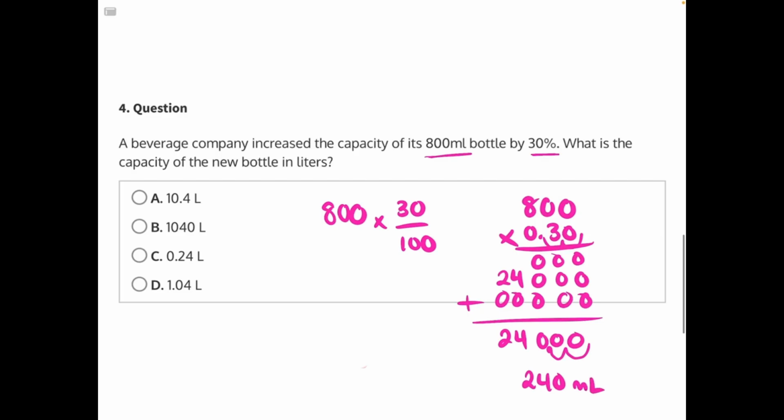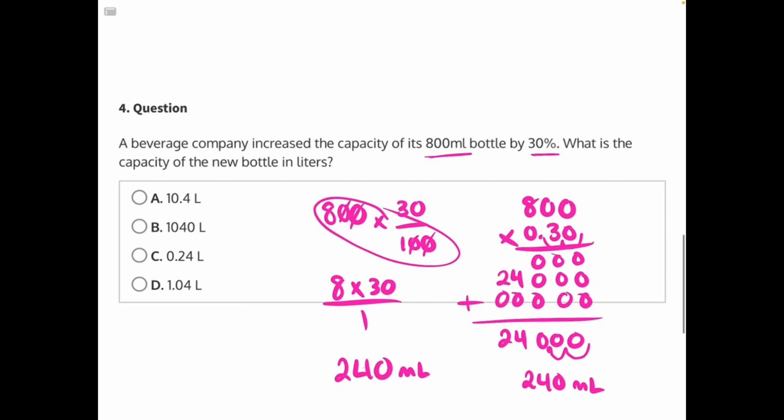For the fraction version, we could factor out the common factor, the greatest common factor, which is 100, so get rid of these two zeros. Then we would have 8 times 30 over 1, and we know 8 times 3 is 24, so add on a 0, and we have 240.